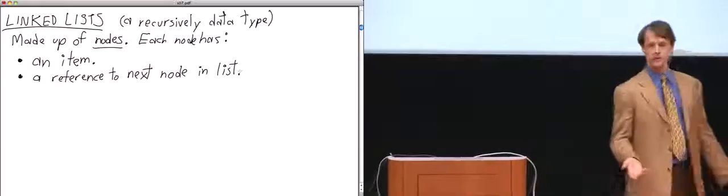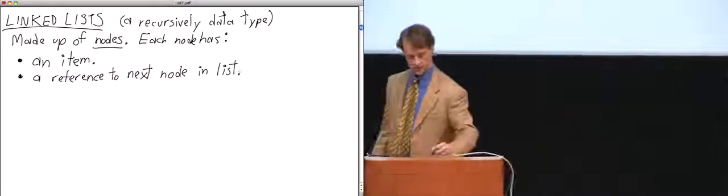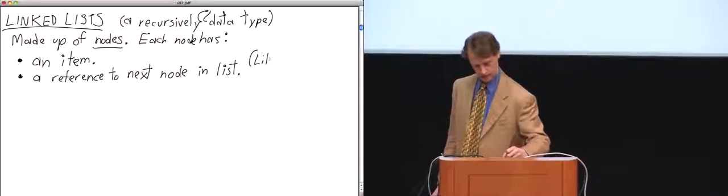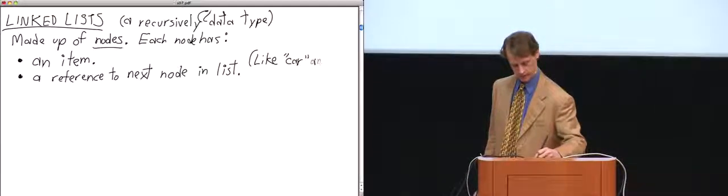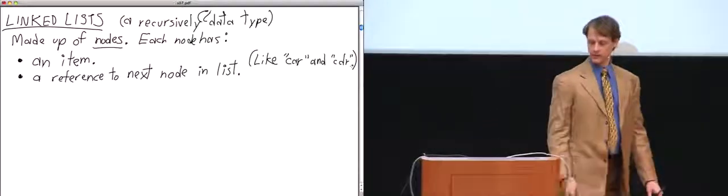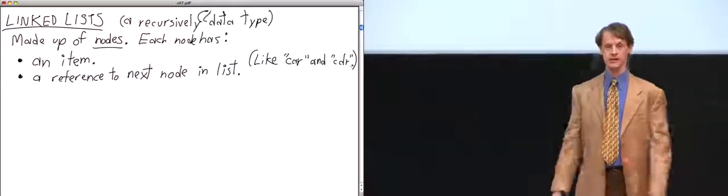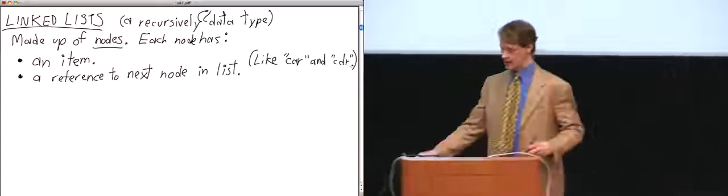For those of you who have been exposed to Scheme or Lisp, these two things are just like car and cdr. So in Scheme or Lisp, car is what tells you what item is stored in a list node, and cdr is what tells you how to get to the next node in the list, so you can read the next item.